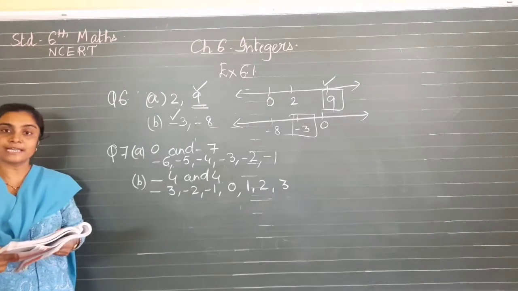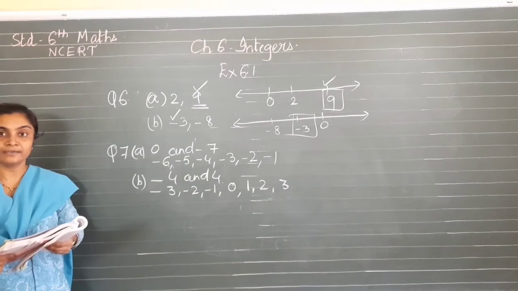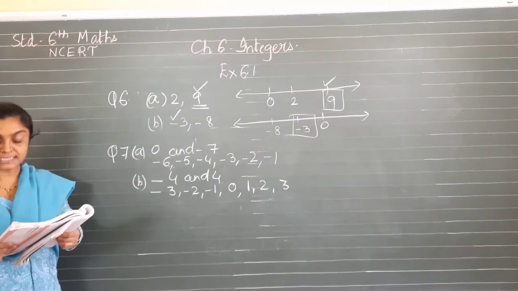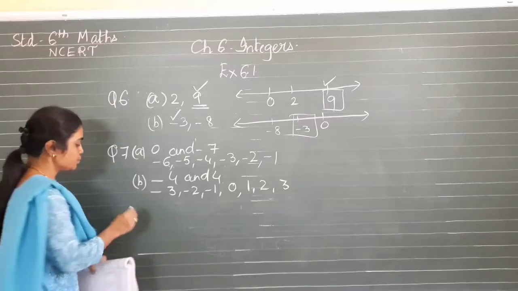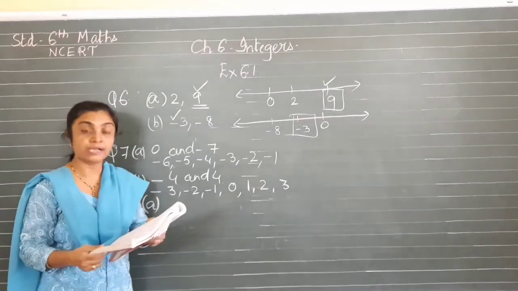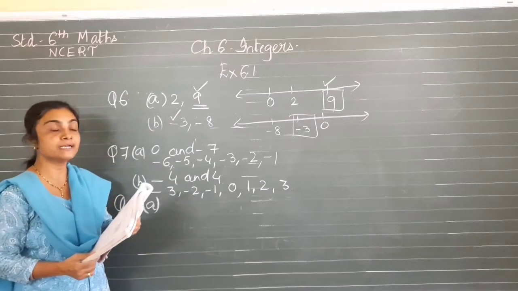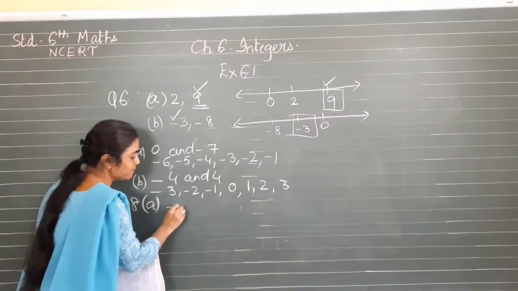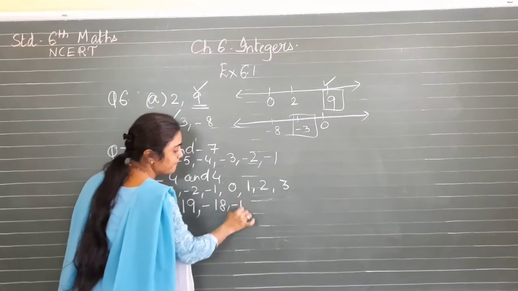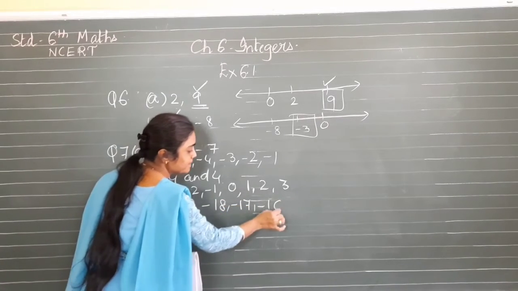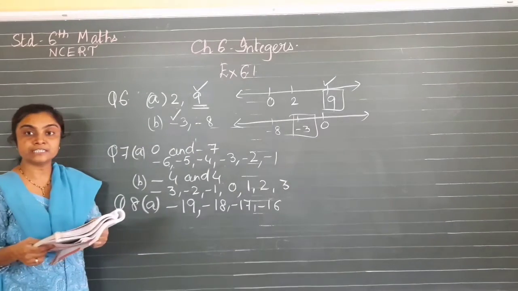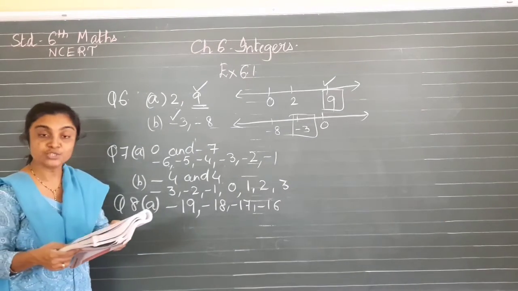Now let us move to the next question, number 8. A. Write 4 negative integers greater than minus 20. Now we have to write down the integers which are greater than minus 20. So minus 19, minus 18, minus 17 and minus 16. So this was about the negative integers which are greater than minus 20.